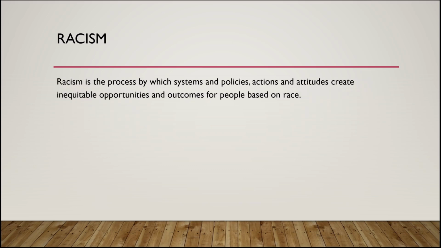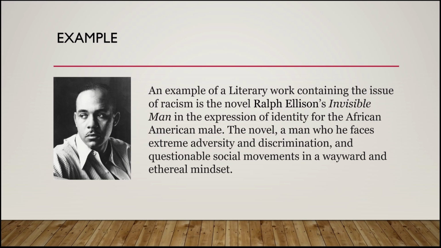Racism. Racism is the process by which systems and policies, actions and attitudes create inequitable opportunities and outcomes for people based on race. An example of a literary work containing the issue of racism is Ralph Ellison's novel Invisible Man, in the expression of identity for an African American male. The novel's protagonist faces extreme adversity and discrimination and questionable social movements in a wayward and ethereal mindset.